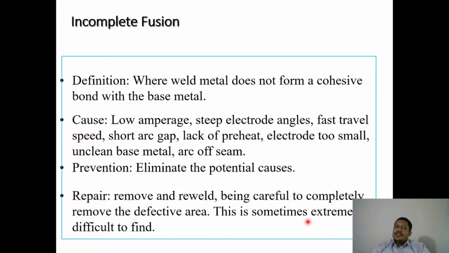So incomplete fusion is also similar, where the weld metal does not form a cohesive bond with the base metal. That is called incomplete fusion. That can happen in the case of sidewalls, and between layer to layer also. Everywhere the chance of incomplete fusion is there. The causes are low amperage, steep electrode angles, fast travel speed, short arc gap, lack of preheat, electrode too small, unclean base metal, arc off seam. These are the causes for incomplete fusion.